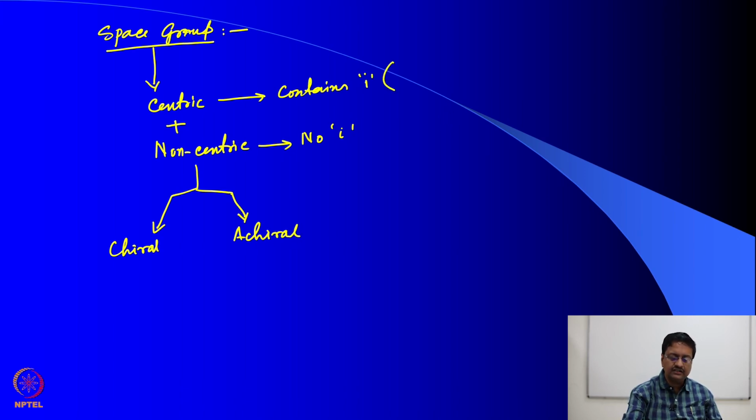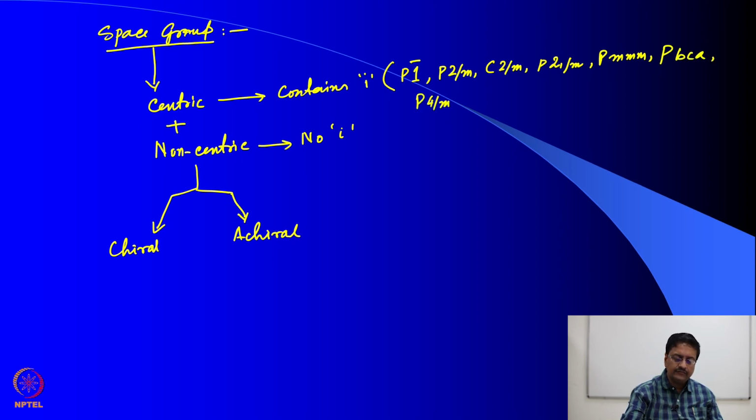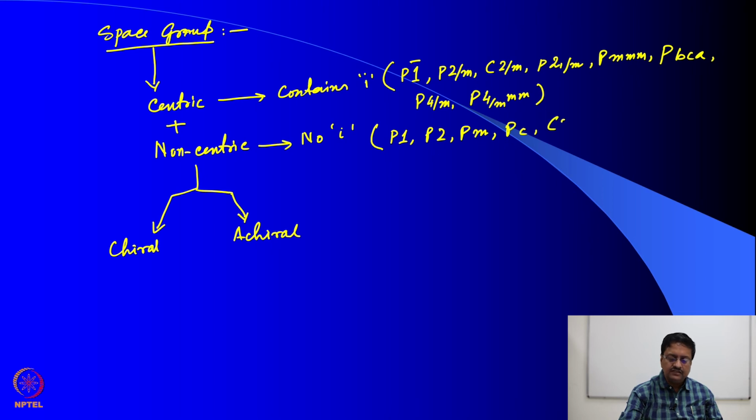So when we say centrosymmetric, it contains I, and one can identify some space groups here: P1 bar, P2 by M, C2 by M, P21 by M, PMMM, PBCA, P4 by M. All these which have the inversion symmetry are called the centrosymmetric space groups. Non-centrosymmetric space groups can be P1, P2, PM, PC, C2, CM, P212121, PMM2, P4, P41, many such combinations.